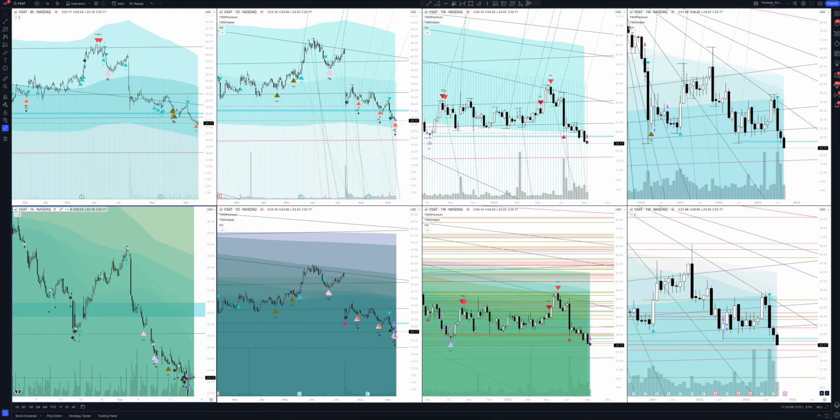Today we will take a look at ViaSat stock. Let's analyze the market situation and find out how you can make money on it. Let's start.